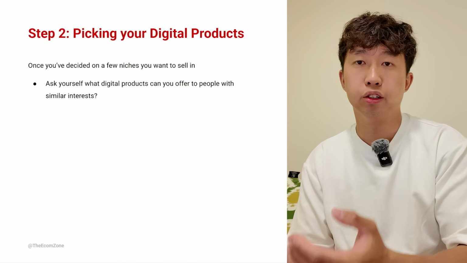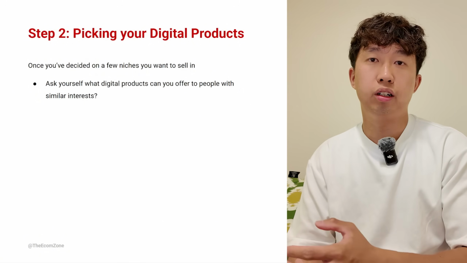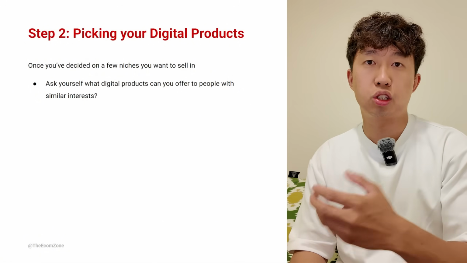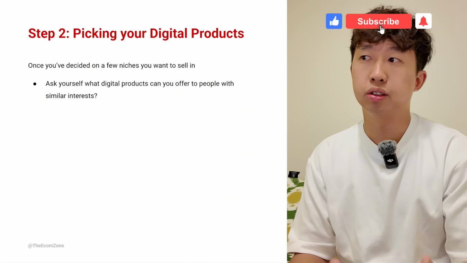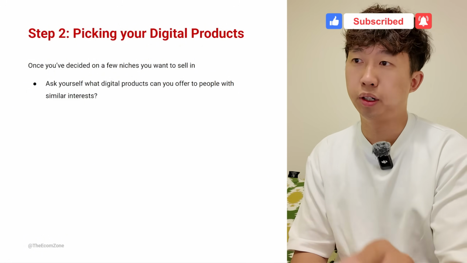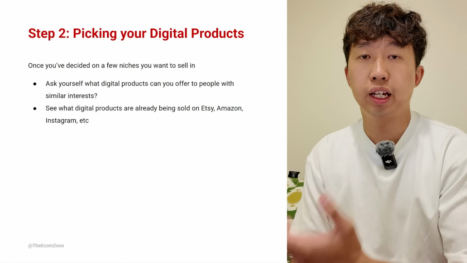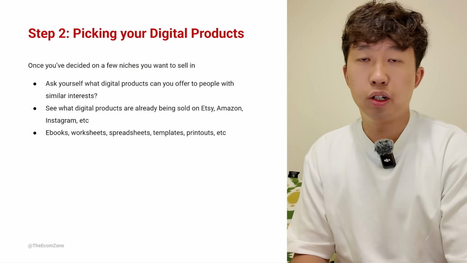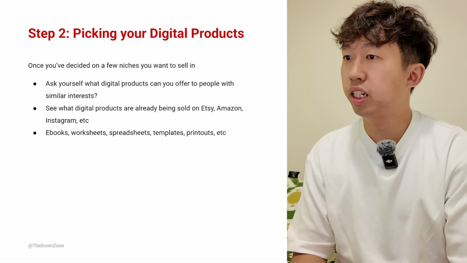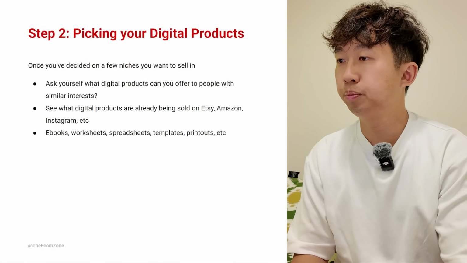Maybe it's workout planners, maybe it's a 3-day planner, 4-day planner, 5-day-a-week planner, etc. Maybe it's diet plans, different exercises they can do. So you just need to decide what digital products you want to sell. See what digital products are already being sold on Etsy, Amazon, Instagram, etc. Ebooks, worksheets, spreadsheets, templates, printouts, many different digital products out there.